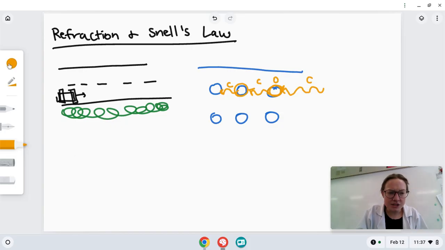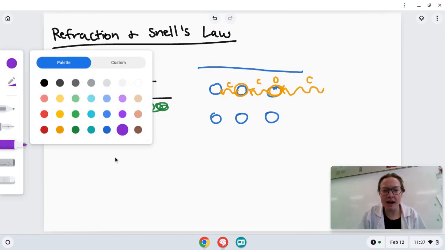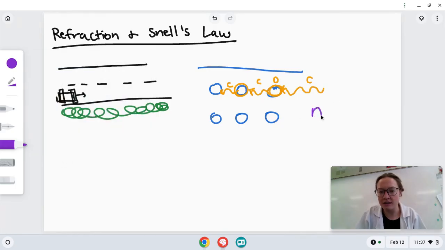There's a way to measure how fast or how slow a light goes when it's in a new medium. And the way that we measure that is with this value called n, where n stands for what we call the index of refraction.